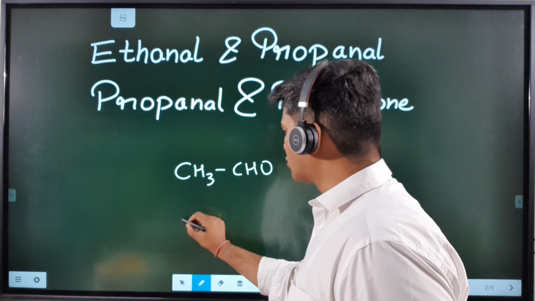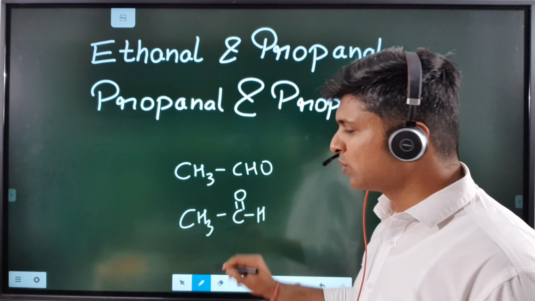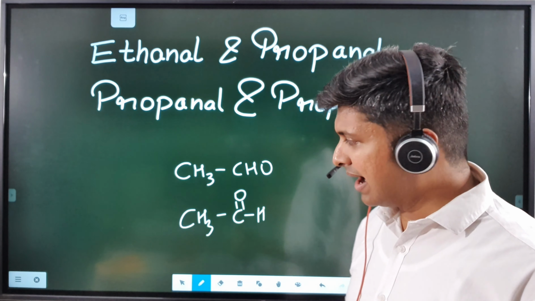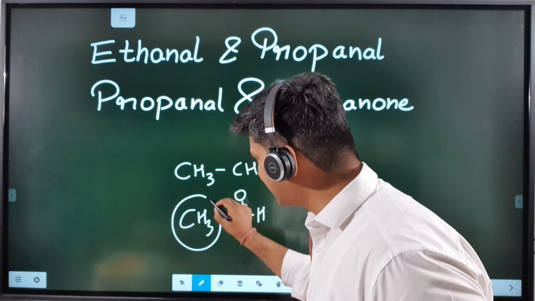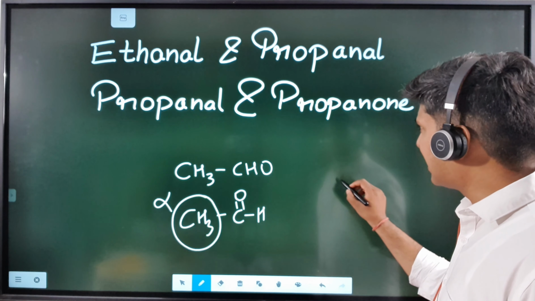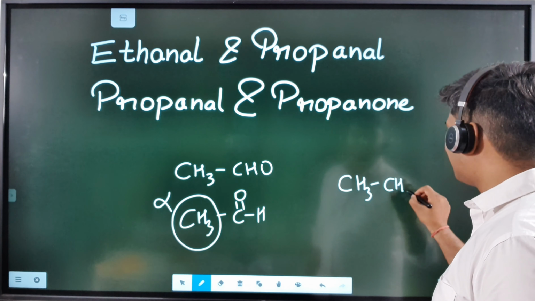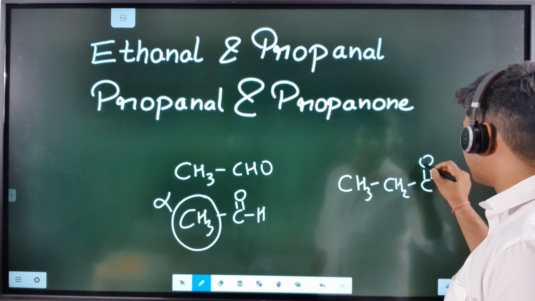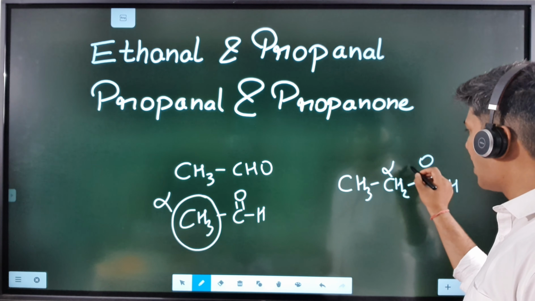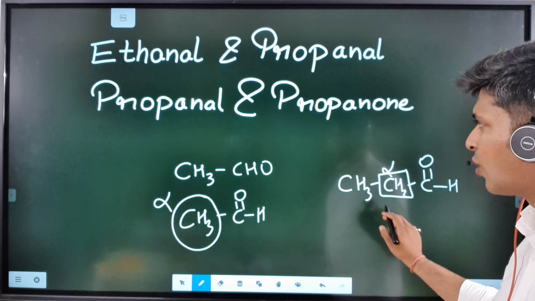CH3CHO, or you can also write it, of course, as CH3C double bond OH. And in this you need to identify whether there is an alpha methyl group. So here there is an alpha methyl group, and in the other case, in propanol, there is no alpha methyl group. You can see that there is a beta methyl group, but there is no alpha methyl, and the alpha methylene is there, but alpha methyl is not there.